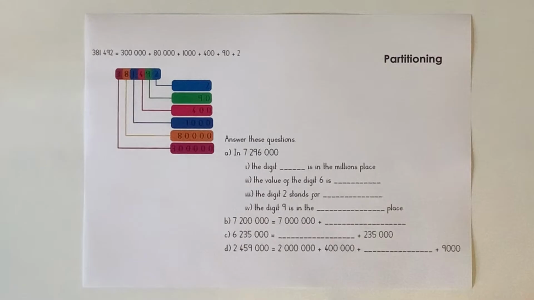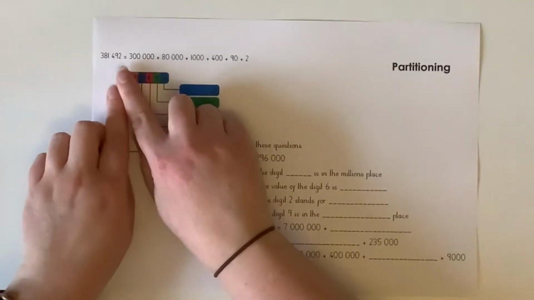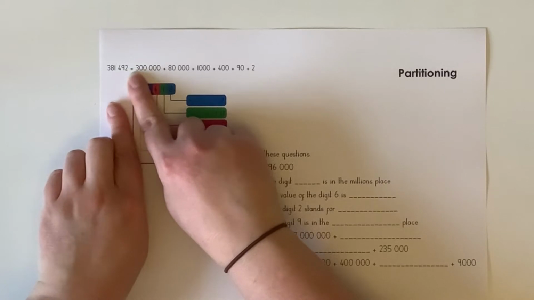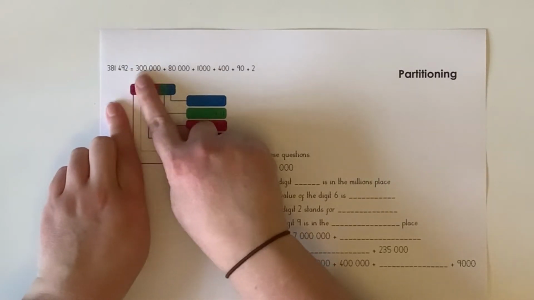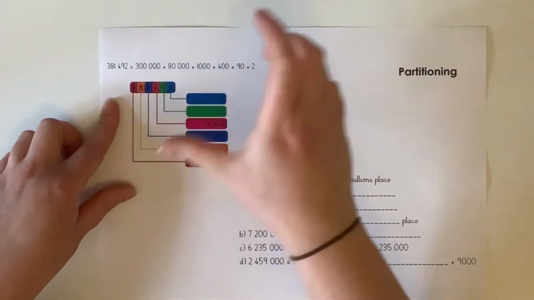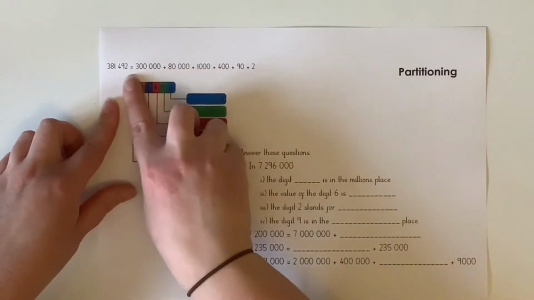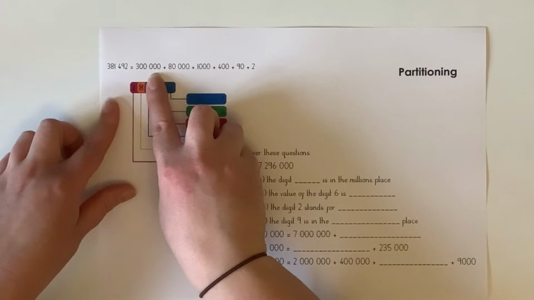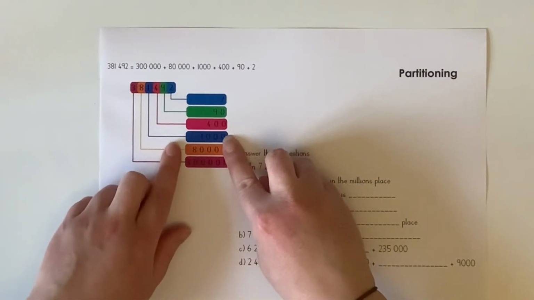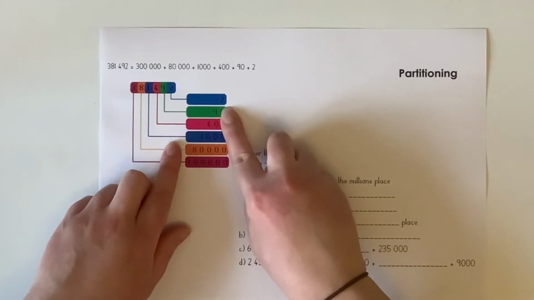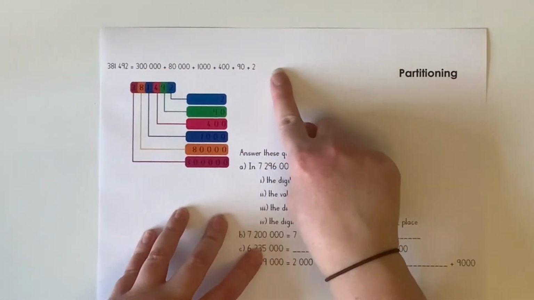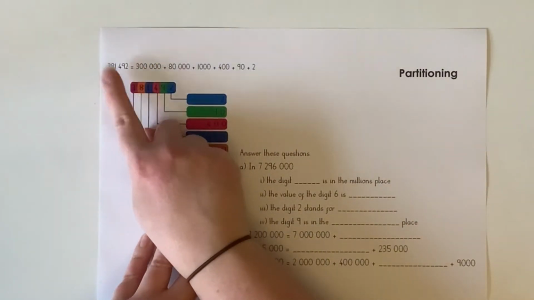Now, looking at partitioning. Okay, so I've got this number here, 381,492, which I can partition and represent like this, where I break each place value down. So I've got 300,000, add 80,000, add 1,000, add 400, add 90, add 2. Okay, so that is one way that I could partition that number.